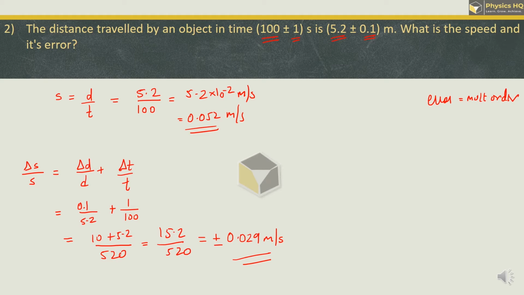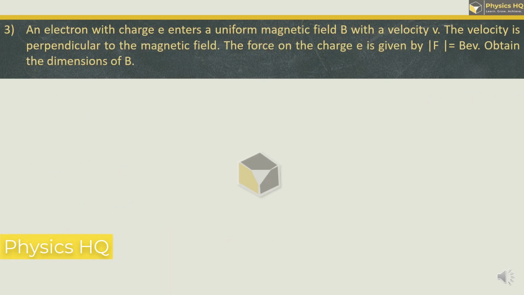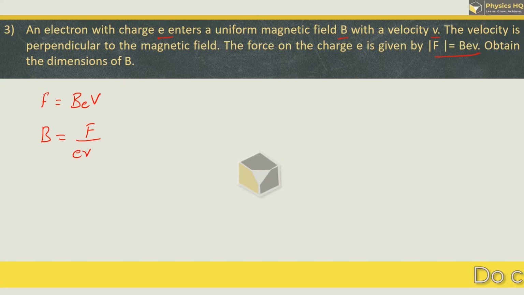So let us go ahead with the next sum. An electron with charge e enters a uniform magnetic field B with a velocity v. The velocity is perpendicular to the magnetic field. The force on the charge e is given by F equals B e v. We are supposed to find the dimension of B. So we have the formula F equals B e v, so we can write B equals F upon e v. So by using the dimensions of force, charge and velocity, we can find the dimensions of B.